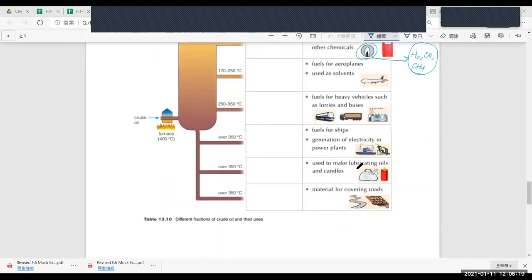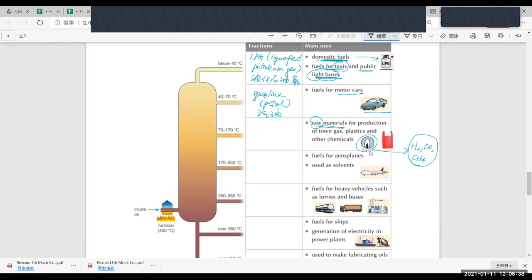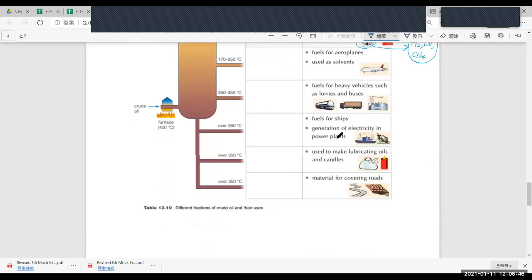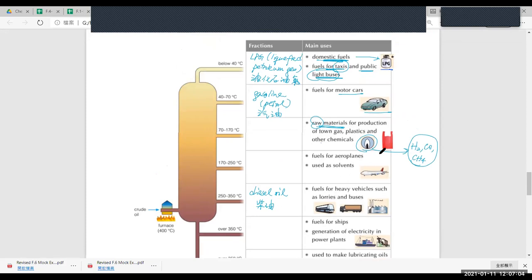It's diesel. Why would you use diesel, not gasoline? Now, gasoline, what is that? Gasoline, or you use the word petrol, 汽油. So it is for motor cars, but diesel oil was once used together with the lorries and buses. Diesel oil is 柴油. Why would public transport in the past use diesel oil instead of gasoline? It is something related to money. So diesel oil is the cheaper one.